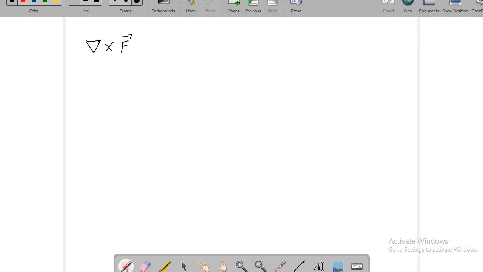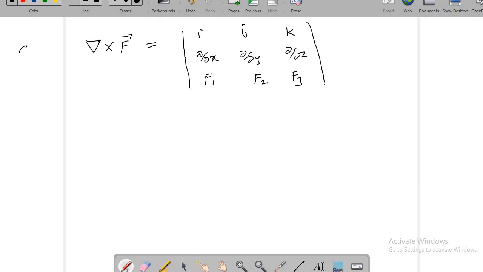Okay. Now del cross f, you know how to take the cross product. That's i, j, k, and here dou by dou x, dou by dou y, dou by dou z. That is the del operator. And we are going to write f1, f2 and f3 here. Now we are going to call it the curl of a vector field. Curl f bar, which is denoted as del cross f. And this will give you a vector. Okay, so the resultant is a vector.